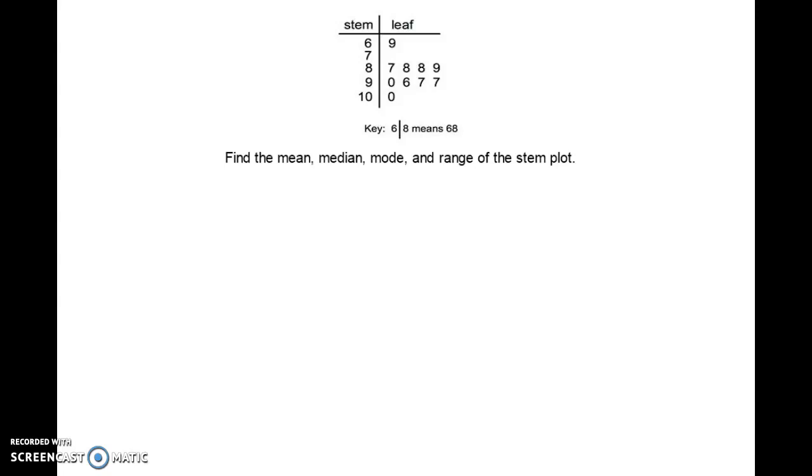Okay, today we're going to be talking about another type of data display to represent a set of numbers. So yesterday we talked about dot plots. Before that we talked about box plots. Today we're going to talk about stem and leaf plots. So stem and leaf plots are good for just showing you how the data is laid out.